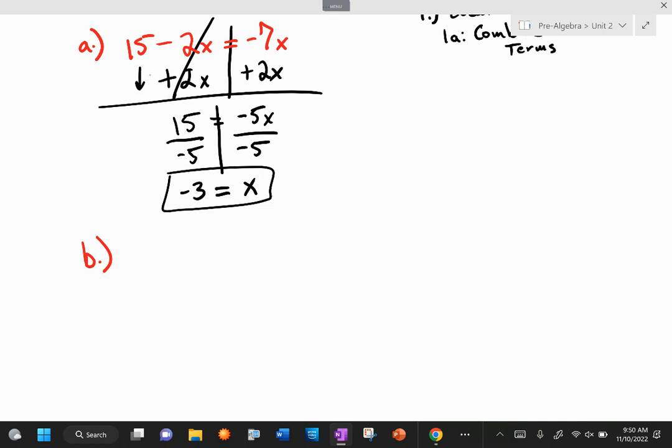Okay, letter B. This one is all you. Negative 3x equals 2x plus 19.